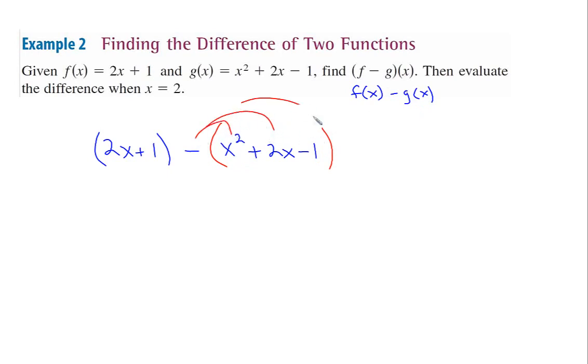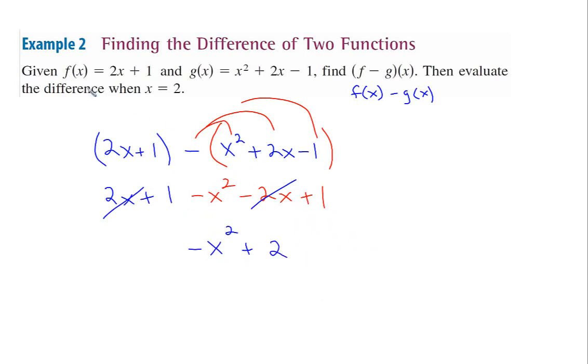So we're going to distribute the negative now. Negative x squared minus 2x plus 1. And then we're just going to bring this down, 2x plus 1. Let's combine the like terms. So we end up with negative x squared. The 2x and the negative 2x cancel out, and we get plus 2.